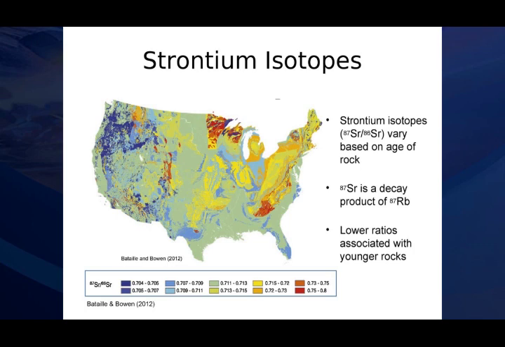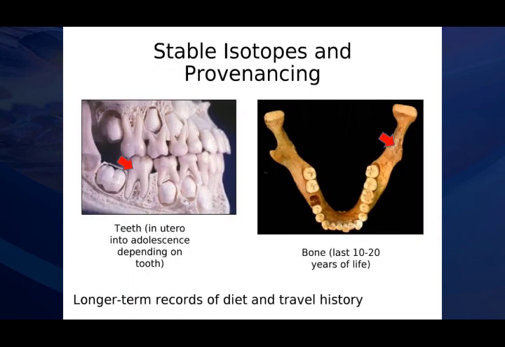Strontium isotopes vary based on the age of the underlying geology, so the bedrock and soils. And strontium-87 is actually a decay product of rubidium-87, and it makes it a radiogenic isotope, which just means it's a product of radioactive decay. You get lower ratios associated with younger geological areas and higher ratios associated with older areas. Again, this is showing you just the United States where I work, and showing you an isoscape, basically showing you the patterning in isotope ratios of strontium-87/86 in the continental United States.